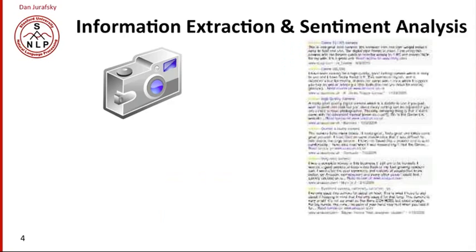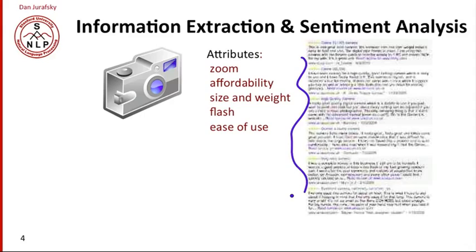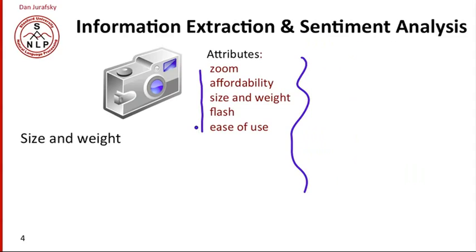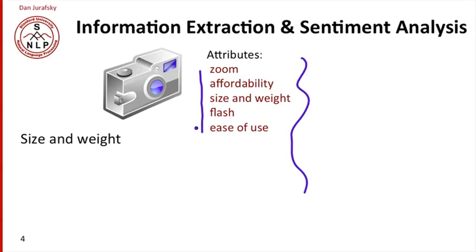Another application of this kind of information extraction involves sentiment analysis. Imagine that you're interested in cameras and you're reading a lot of reviews of cameras on the web. So here's a bunch of reviews. We'd like to automatically determine from the reviews that what people care about in cameras are particular attributes. If they're buying a camera, they want to know if it has good zoom or affordability or size and weight. So we want to automatically determine those attributes. And then we'd like to automatically, for any particular attribute, determine how the reviewers felt about those attributes.